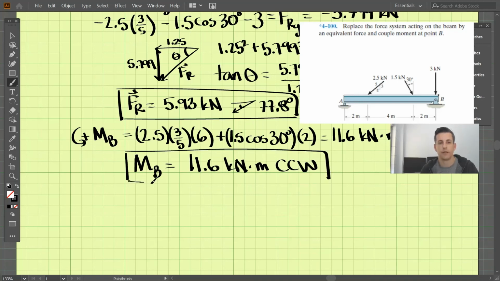Just reviewing, if we were to take all of these forces off of this beam and replace them with a single force and a single moment, these would be the two. We replace them with this force at B and this moment at B, and it would create the exact same loading condition.